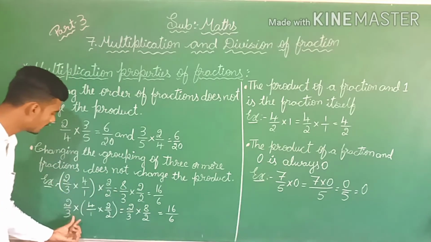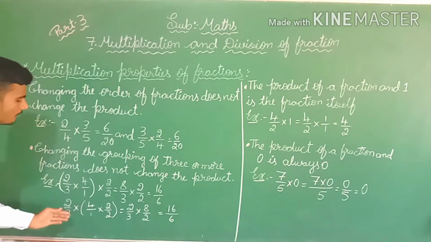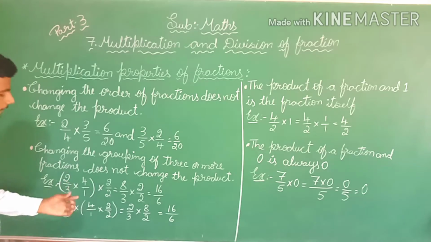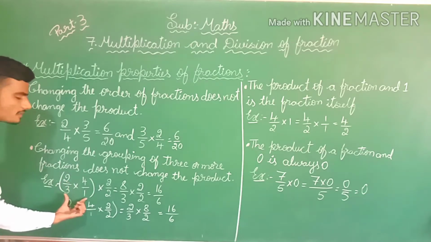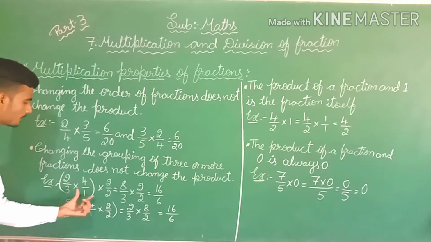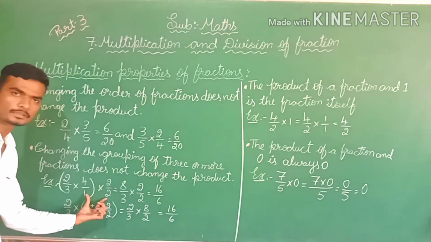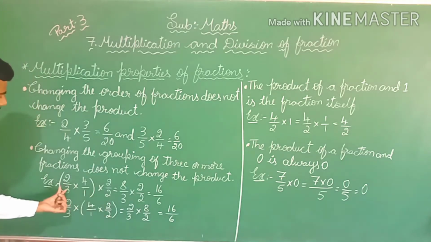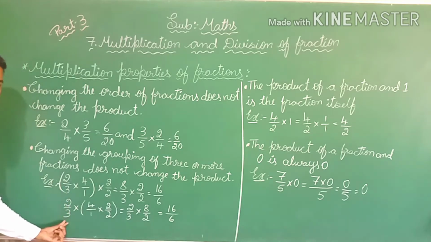See here, in the next step we have changed the grouping. First I made a group of the first two fractions. Now in the next step I will make the last two numbers a group. I will leave 2 by 3 here as it is.